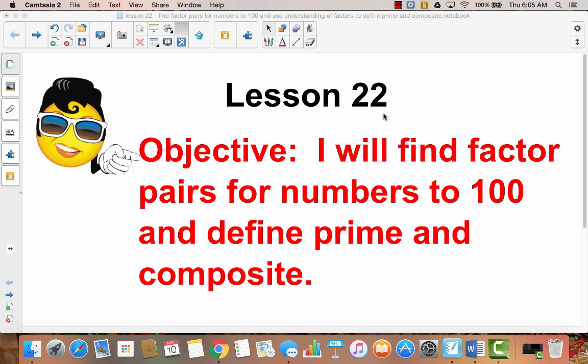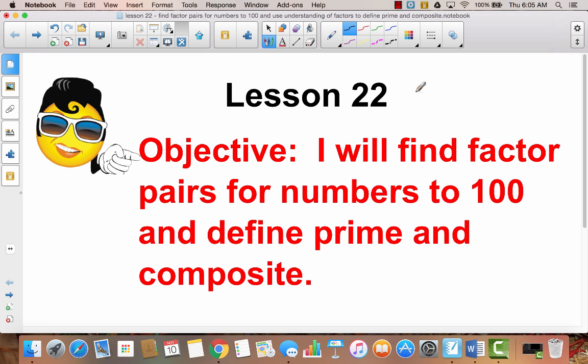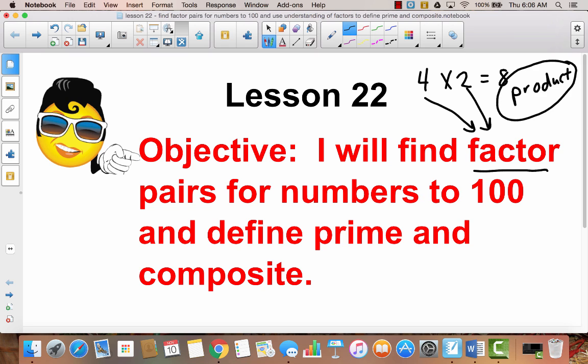Lesson 22, I will find factor pairs for numbers to 100 and define prime and composite. So in your Zern lesson today, you were reminded what the word factor means. So remember, if I have a multiplication problem like 4 times 2 equals 8, 4 and 2 are my factors, and 8 would be my product. So those are some terms that you've heard before, but maybe you haven't completely mastered what they mean.